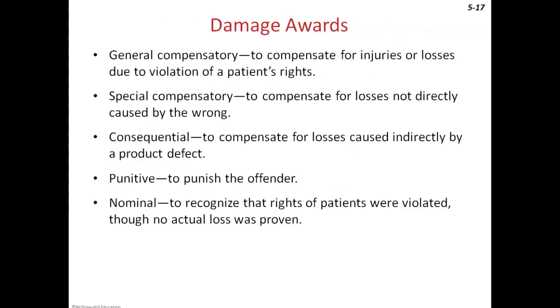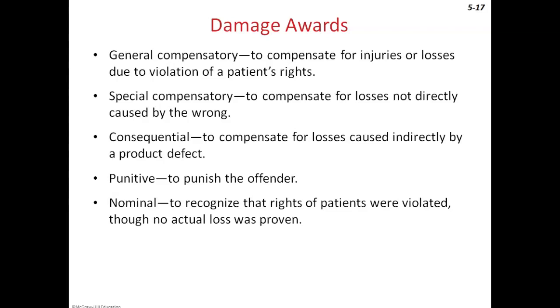Following through with the secondary definition of damages, where it's monetary awards to patients, there are a few different types, the first of which is general compensatory, which is to compensate for injuries or losses due to a violation of patient rights. So these could be things like physical disabilities, loss of earnings, mental anguish, loss of a service of spouse or child, things up to now and things in the future. In these cases, it's the loss that must be proven.